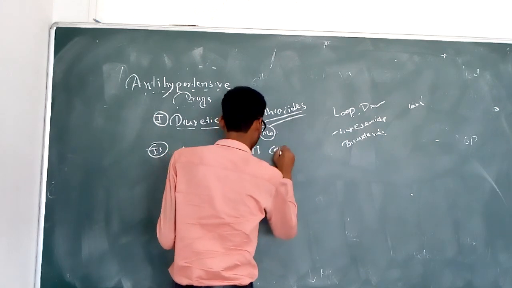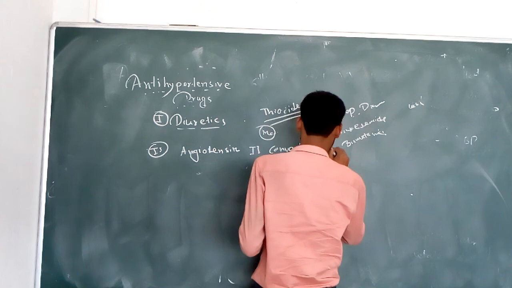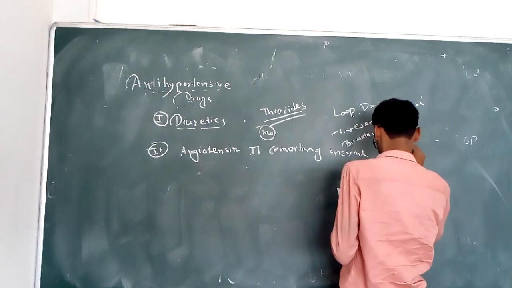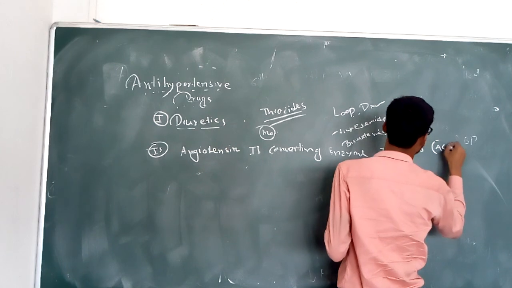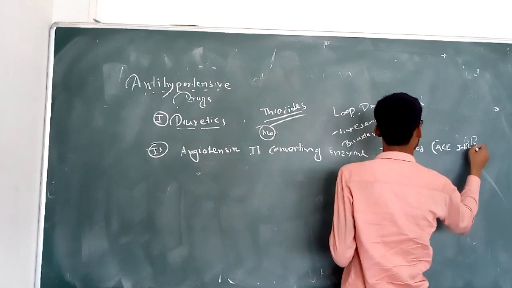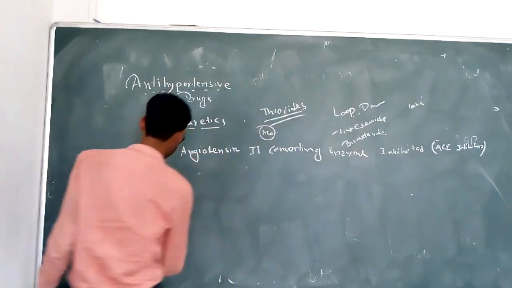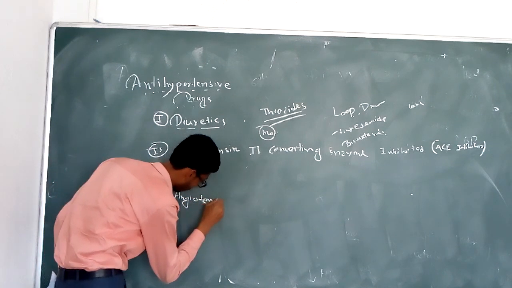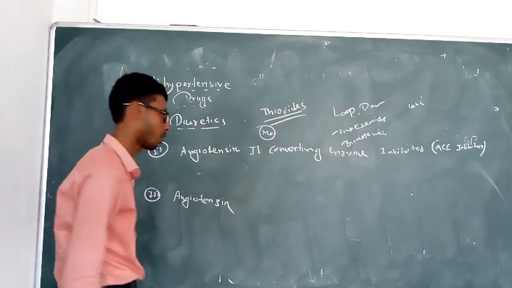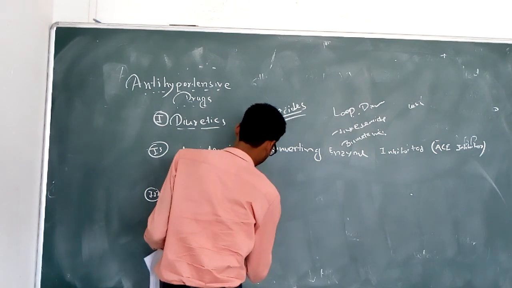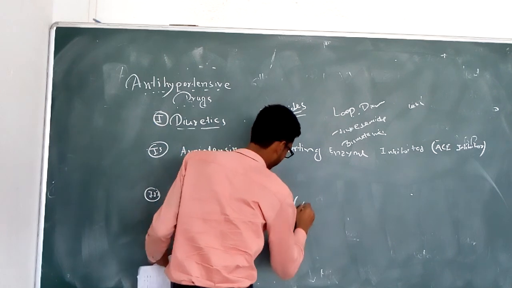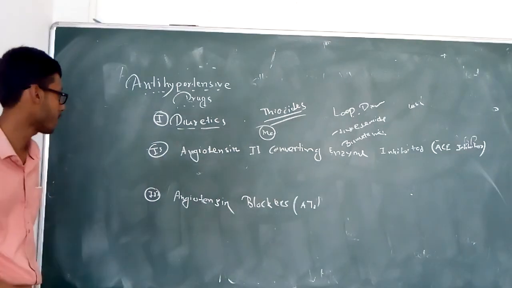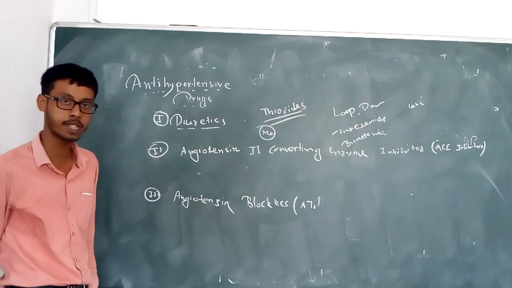Angiotensin 2 converting enzyme inhibitor. And the third one is the angiotensin blockers. So the second and third classifications: the first one is the angiotensin 2 converting enzyme inhibitor.